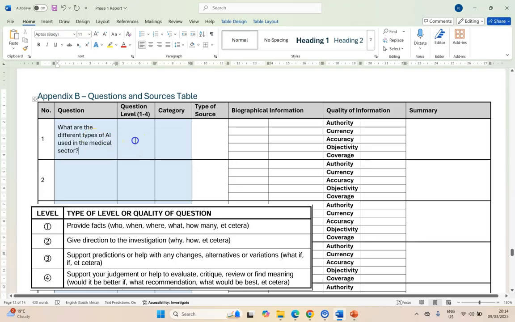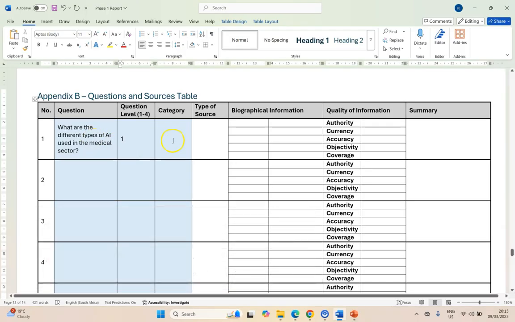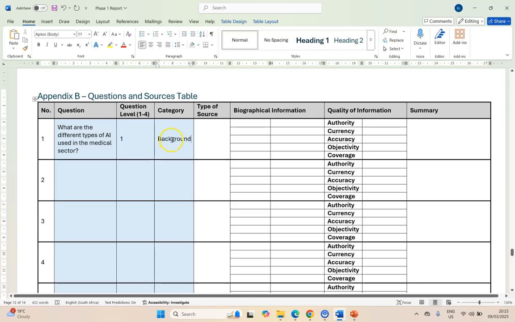It's more likely to be a level 1. So over here, we're going to indicate level 1. And this is background information. So I make it a category about the background information. It's nice to center our information. So that's all you need to fill out for your question. So that's one of them.